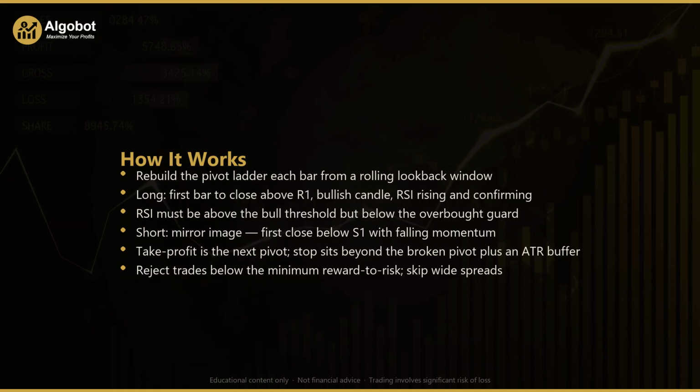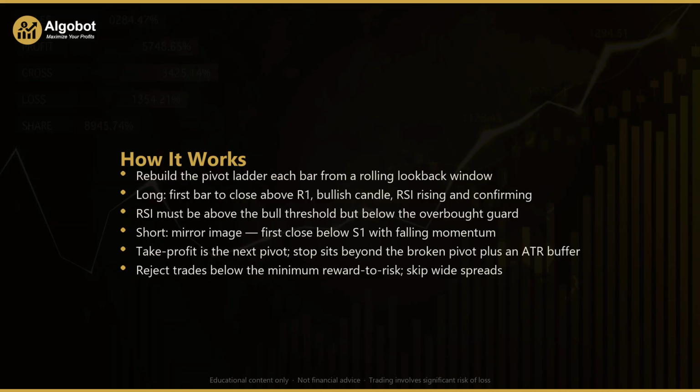The short setup is the exact mirror. The strategy signals a short when the just closed bar is the first to close below S1. The candle is bearish. RSI is below its bearish threshold, still falling, and not yet down into the oversold guard zone. The target becomes S2, the next pivot down, and the stop sits just above S1, buffered by ATR.